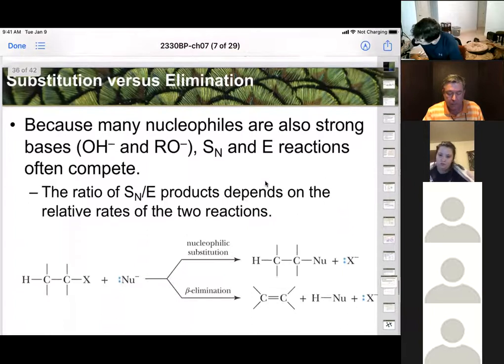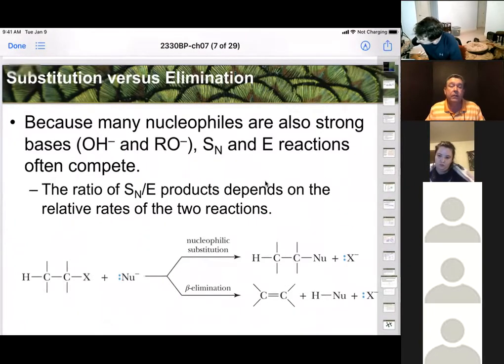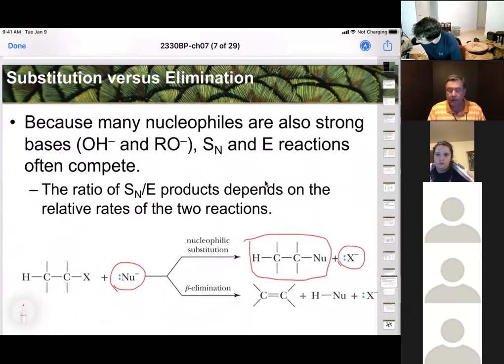Okay, so because nucleophiles are also strong bases, that means that we have a competition between the substitution reaction and the elimination reaction. In the case of this alkyl halide, if we have a nucleophile that's acting as a nucleophile, we get substitution reactions, and we get our 4 bonds to carbon in our system, and we eliminate our halide here. If our nucleophile instead acts more like a base, it'll come in and remove the proton from the other side, kicking the electrons in, giving us our beta elimination reaction.